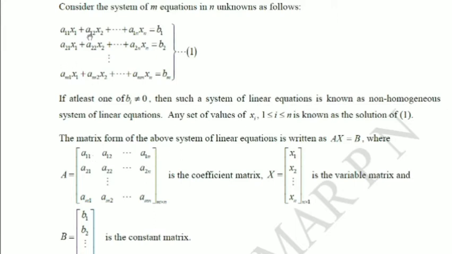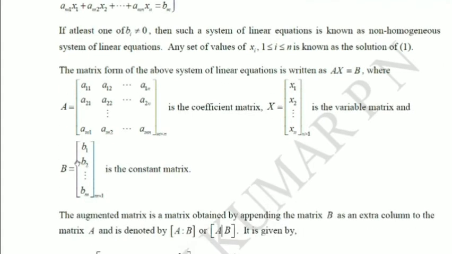And how many unknowns or variables are there? That is x1, x2, up to xn. So there are n unknowns, so n rows into one column, and it is denoted by capital X. It is called the variable matrix. And the constant matrix, that is b1, b2, up to bm, because there are m equations. So this is an m cross 1 matrix, which is known as the constant matrix.